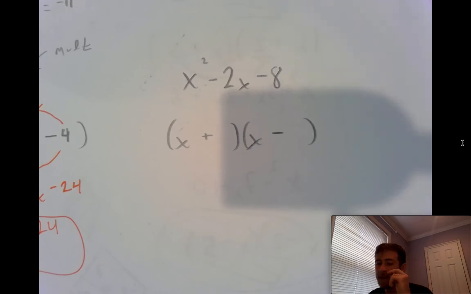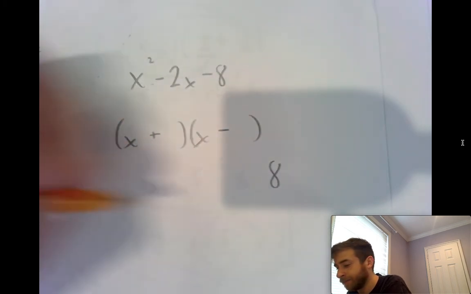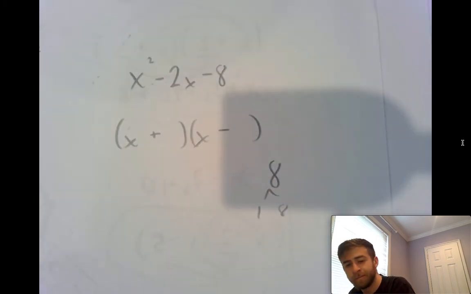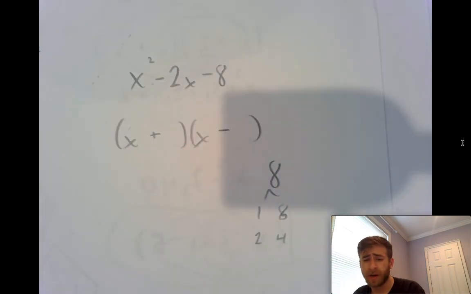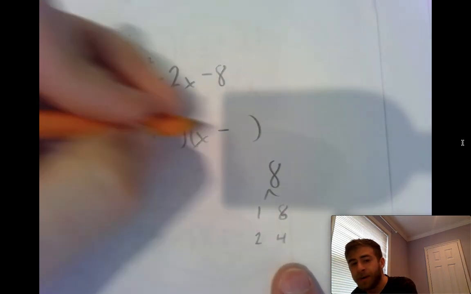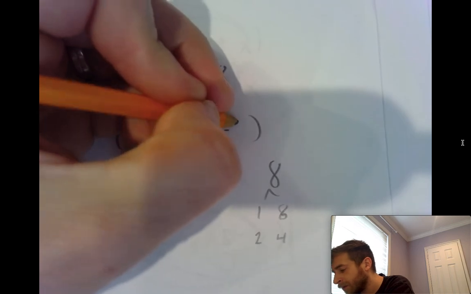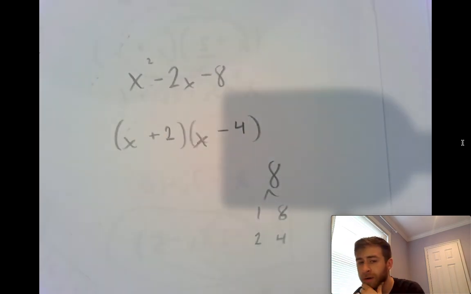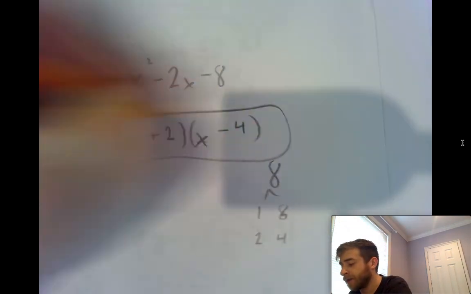Well, I know that 1 and 8 multiply to make 8. We'll list out the factors. We've got 1 and 8, and then we have 2 and 4. 3 doesn't work, and then 4, we're done, right? 1 and 8 will never add up to a 2. A 2 and a 4, though, can make a 2, right? 4 minus 2 makes 2. But if I did positive 4 and negative 2, that would give me a positive 2 for the middle term. So it's got to be positive 2 and negative 4, right? Because positive 2 minus 4 is going to get me that negative 2x. So that is our answer there.